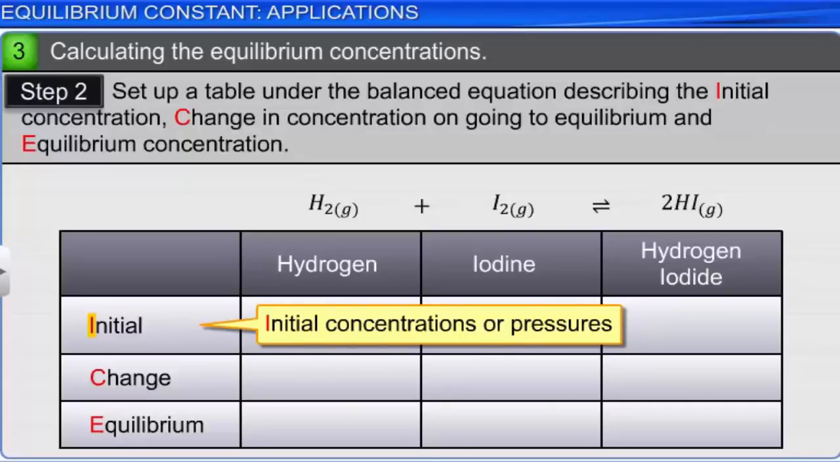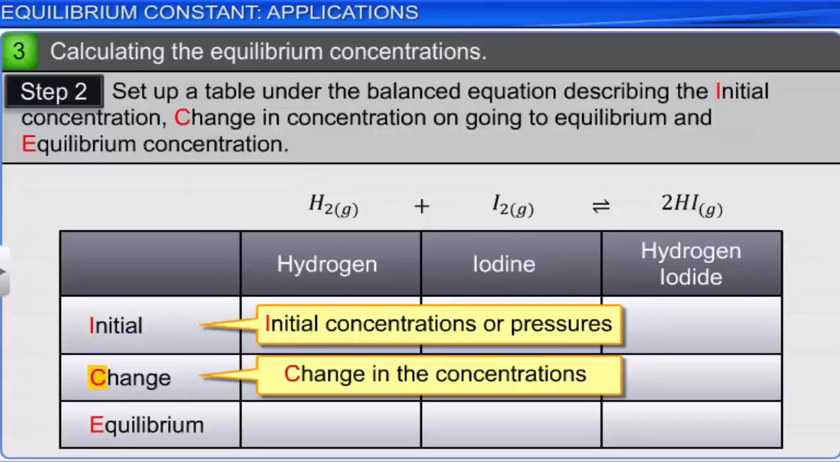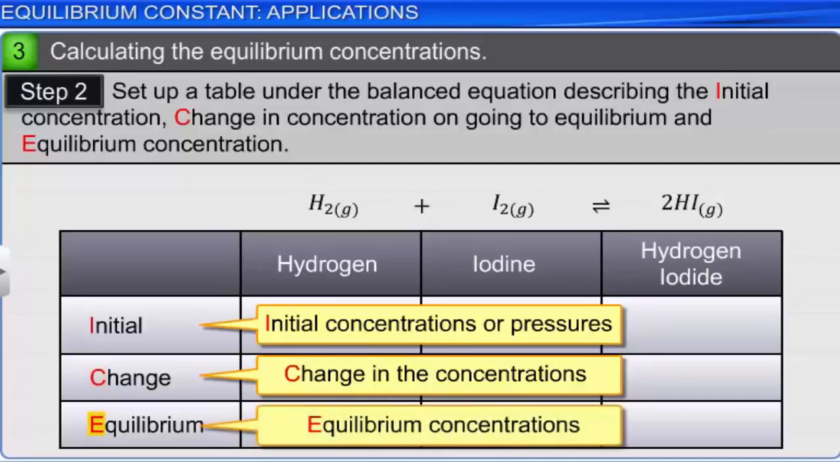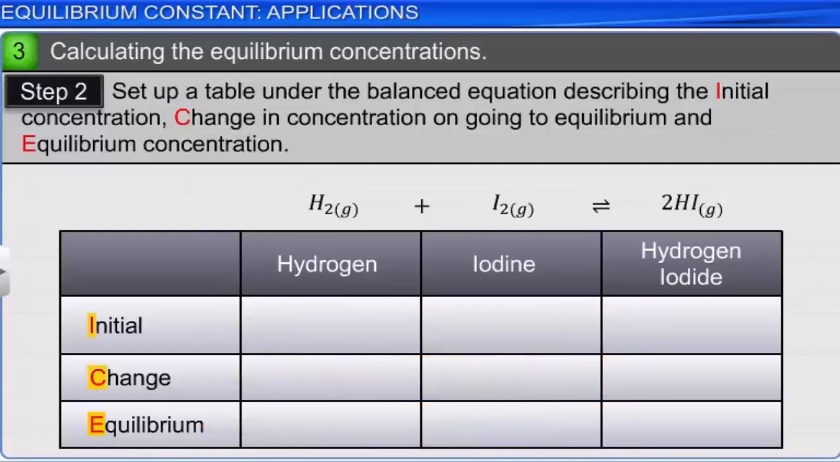C represents the change in the concentrations or pressures for each species as the system moves towards equilibrium. E represents the equilibrium concentrations or pressures of each species when the system is in a state of equilibrium. In constructing the table, use x to show the change in concentrations of the species. Use the stoichiometry of the reaction to determine the concentrations of the other substances in terms of x.